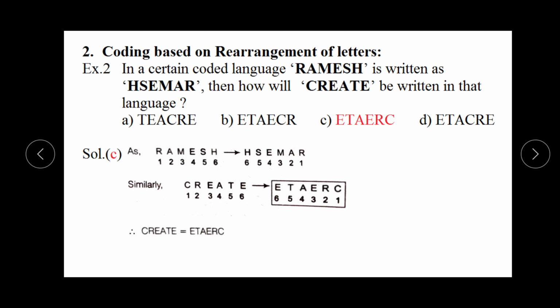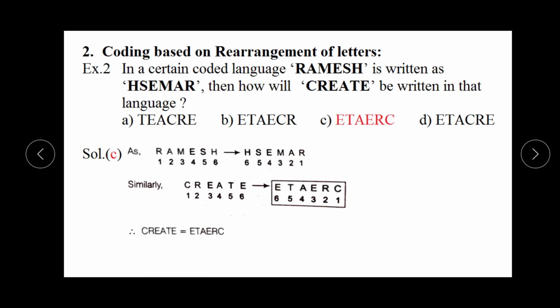That is E, it means the E is at 4th position. So we will write the positions at the bottom of the coding word, and if we see this, we can see that this is in the reverse position. Ramesh is written in the reverse position. Here it means create also will be written in the reverse position.